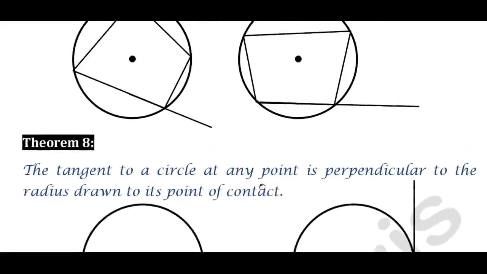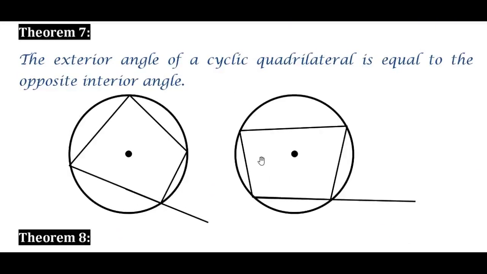Alright. Theorem 7 says the exterior angle of a cyclic quadrilateral is equal to the opposite interior angle. What are we simply saying? Now, this angle here is the exterior. Let's call it A. And this angle here is the interior. Let's call it B. So this theorem is saying A equals B. Or if this angle is P and this angle here is Q, the theorem is simply saying P equals Q.